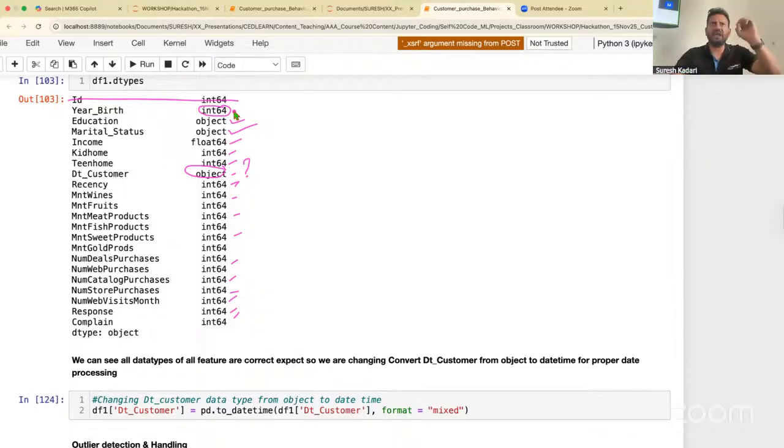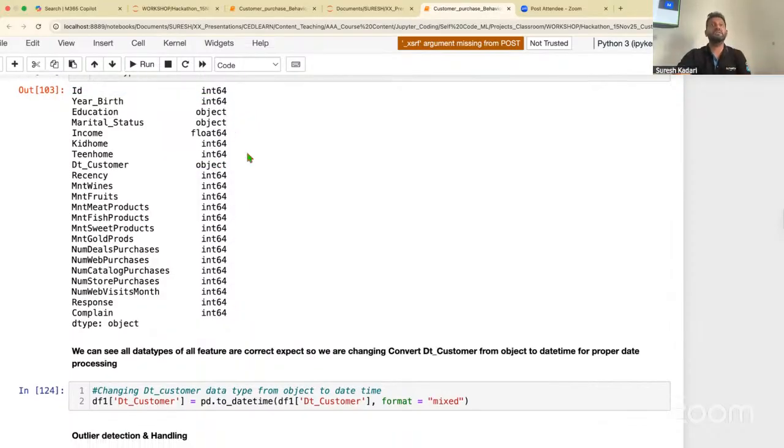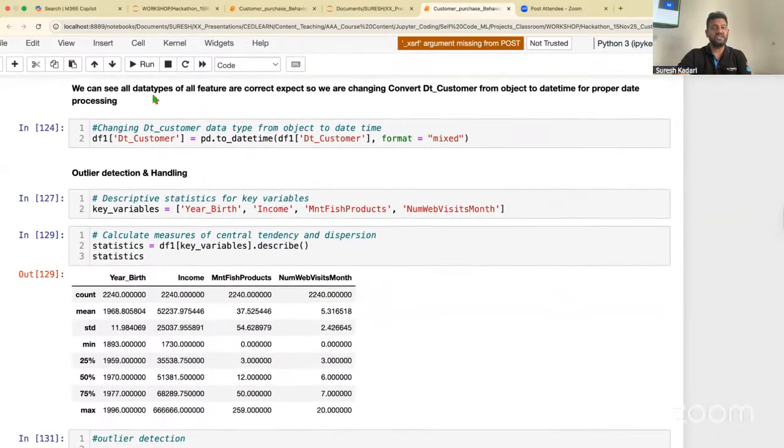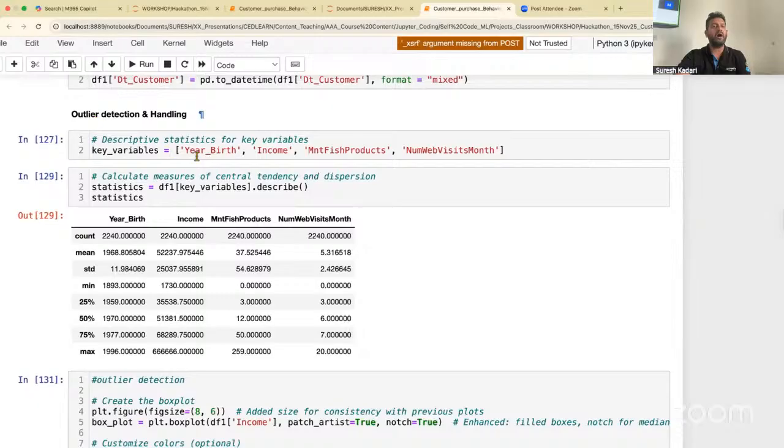Like that, every time I look into the data, every time I do some analysis, I pull out what the next action is. So we see all the data types or features, etc. And date time format. So I'm preparing for date time format. I'm using the mixed one. Then outlier detection. So I'm taking key variables. For me, the key variables are age, income, fish products, and number of web purchases, because one of the problem statements says that.